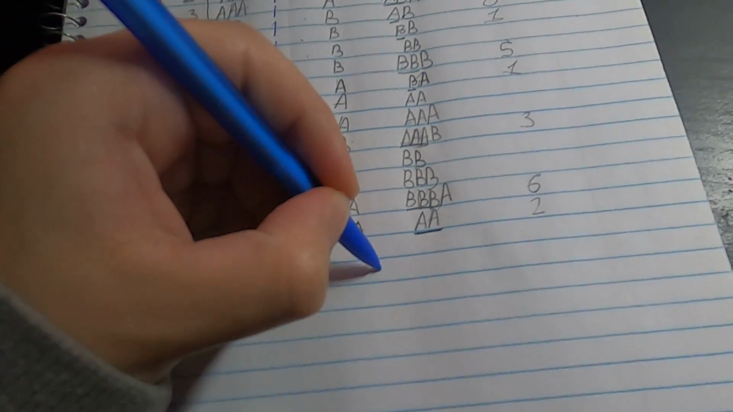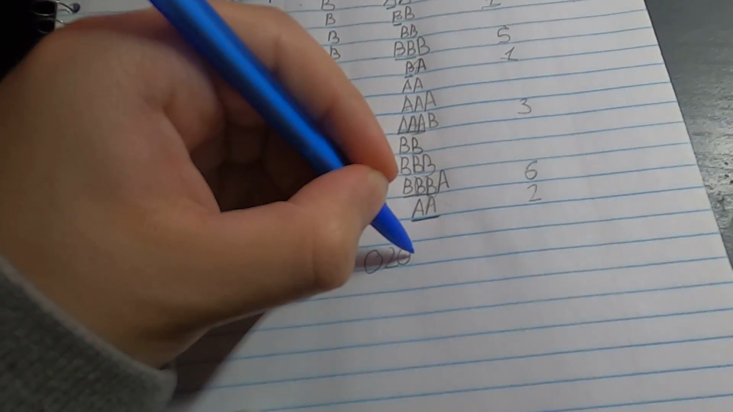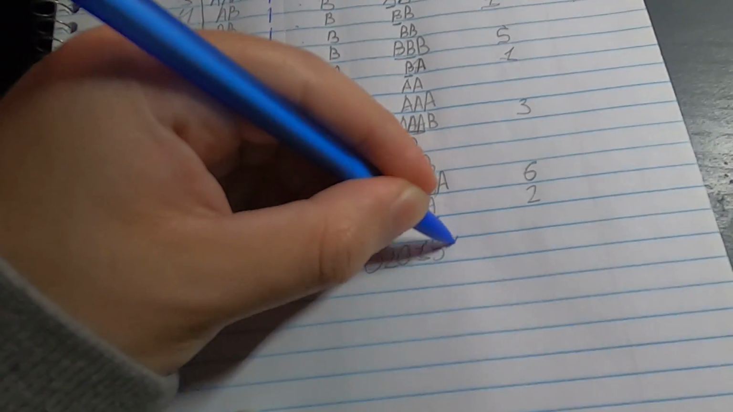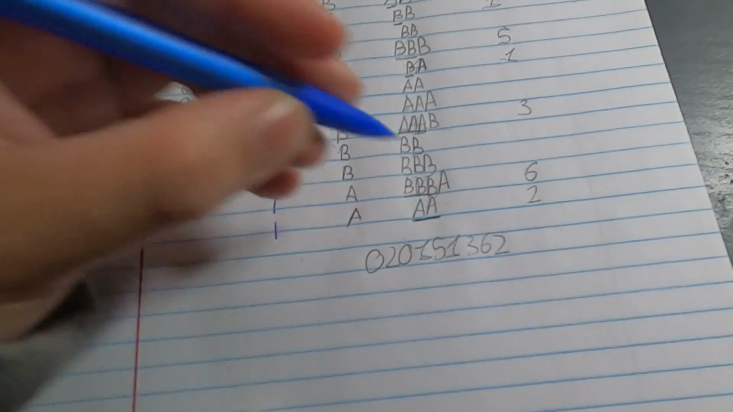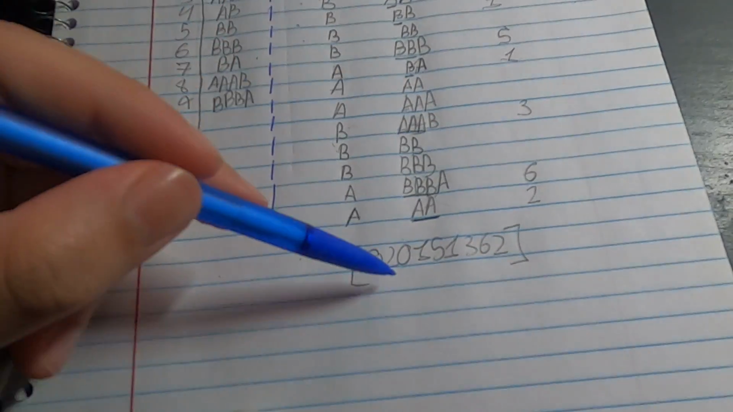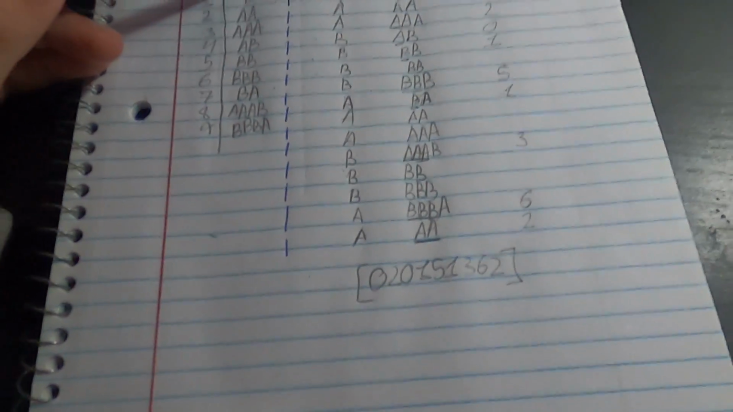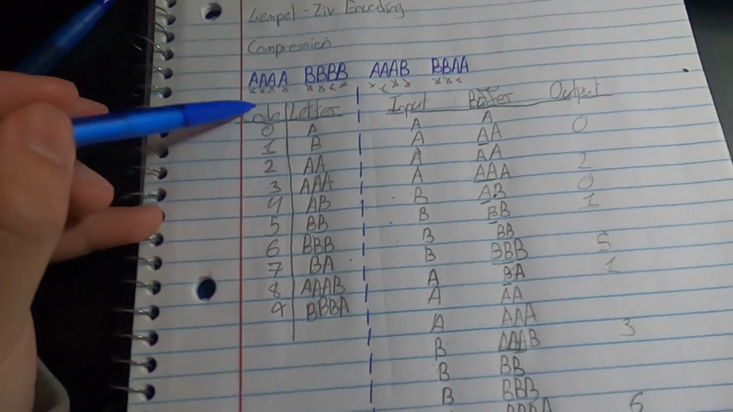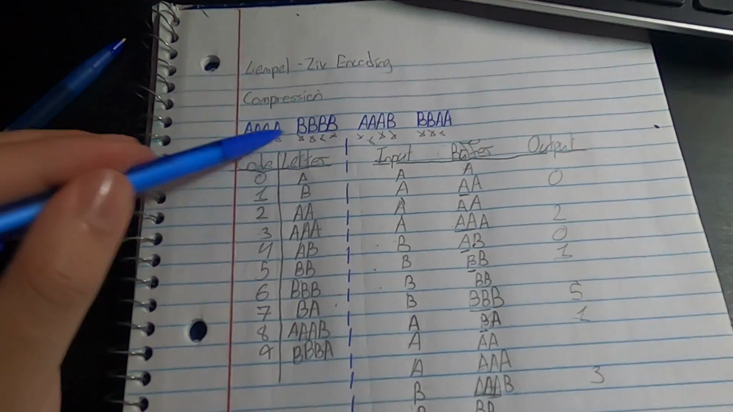Let's see, where am I going to write it? Our output is going to be 0, 0, 2, 0, 1, 5, 1, 3, 6, 2. So that's our answer to the compression. Now we're going to decompress this, and then we're going to get the characters when we decompress.